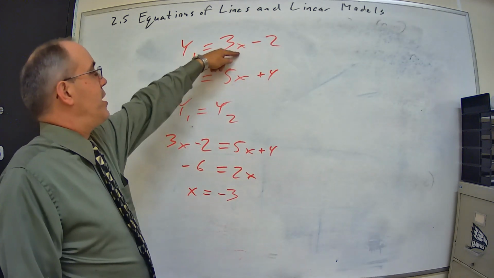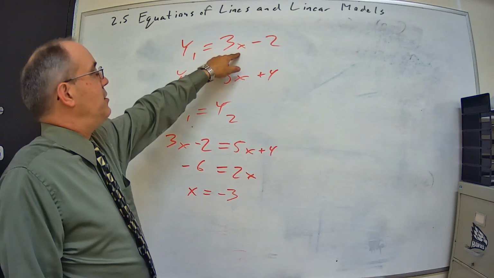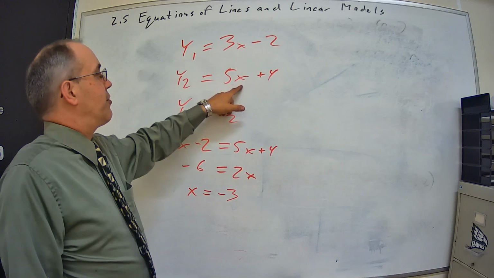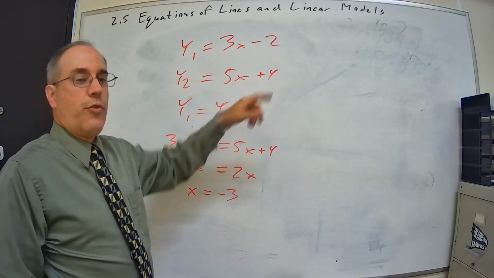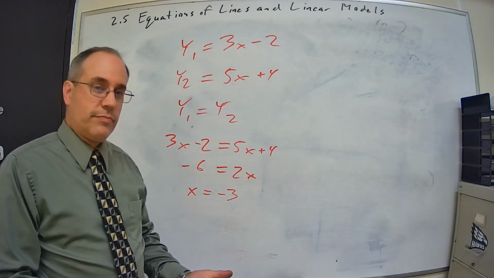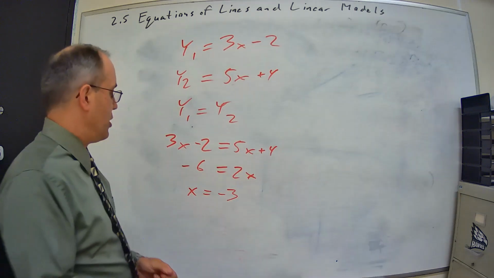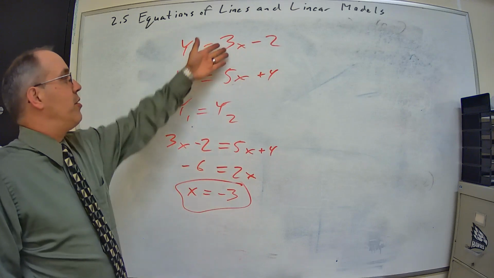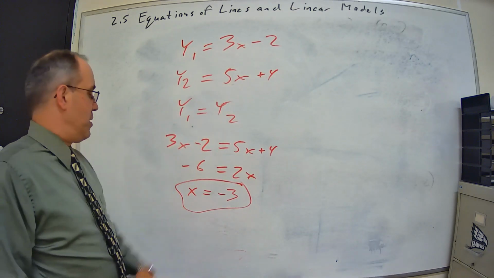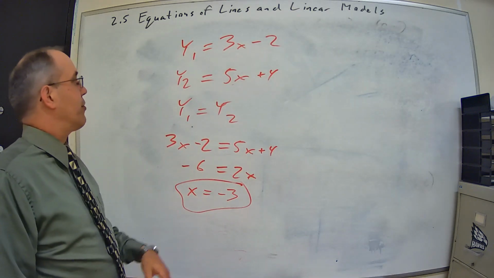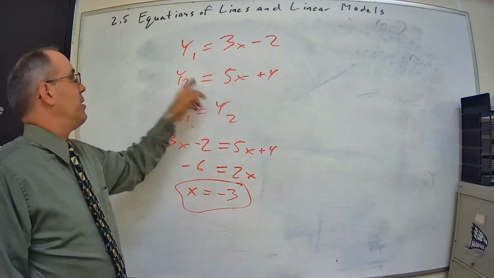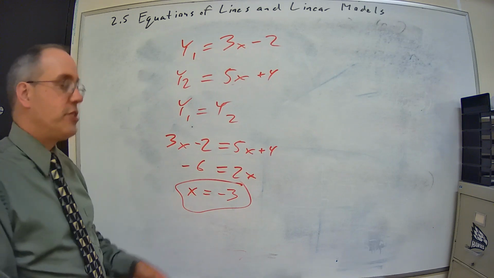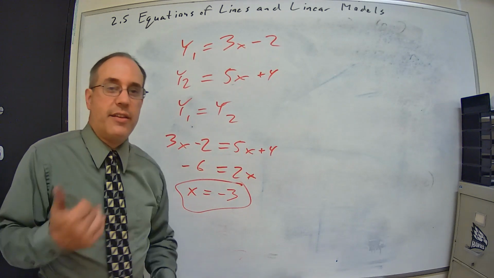3 times negative 3, negative 9, minus 2, negative 11. 5 times negative 3, negative 15, plus 4, negative 11. So we just solved that system of linear equations in one variable to find that when x is equal to negative 3, y1 is equal to y2. And that finishes up equations of lines and linear models.